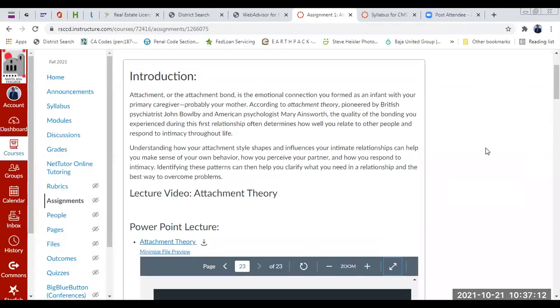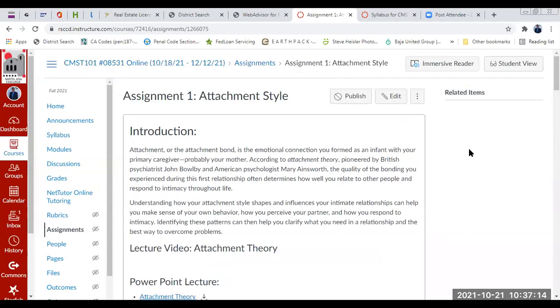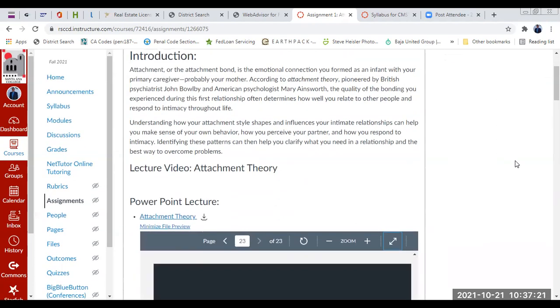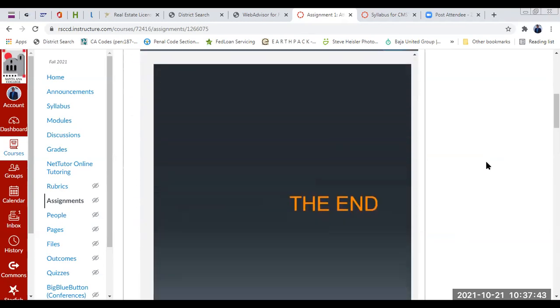But now, in module 1, under attachment style, and I'm going to publish this as soon as I upload the video, essentially, again, understanding how your attachment style shapes and influences your intimate relationships can help you make sense of your own behavior, how you perceive your partner, and how you respond to intimacy. Identifying these patterns can help you clarify what you need in a relationship and the best way to overcome problems.